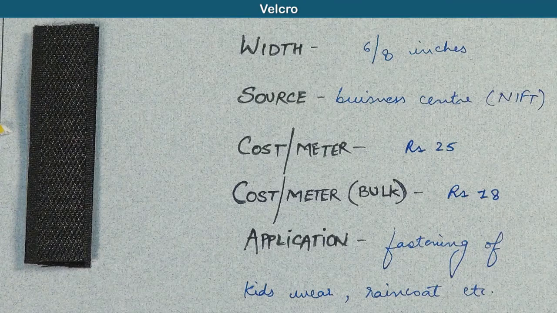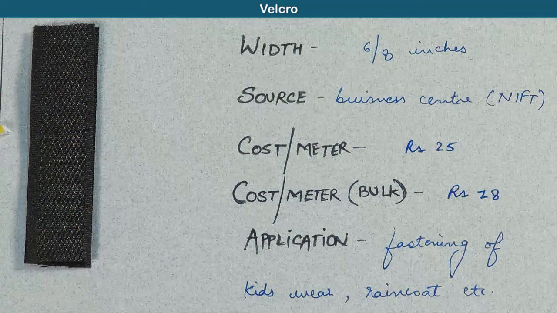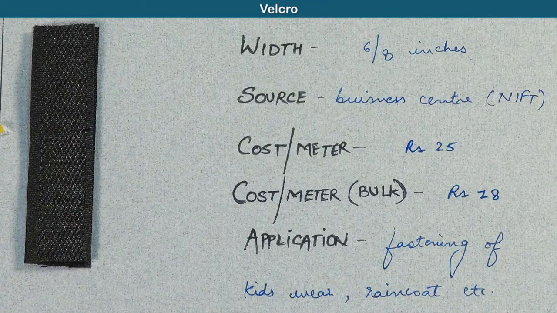This one is known as Velcro, where the width of this particular Velcro is 3/4 inches. We use it for fastening of kids wear. We can use this Velcro in the raincoat, etc.